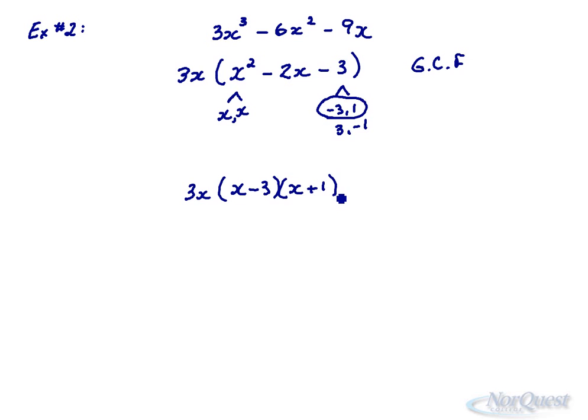So example number 1 was just a type 1. Example number 2 had us remove a GCF first, then factor a type 1. Let's go to example number 3.